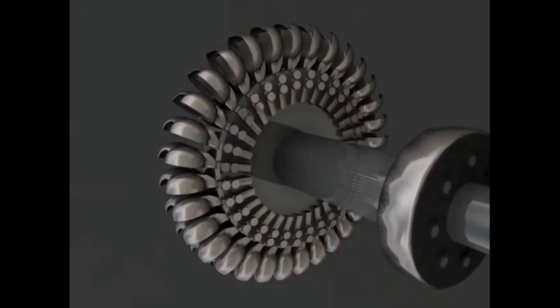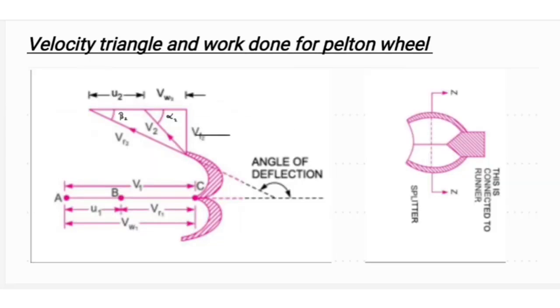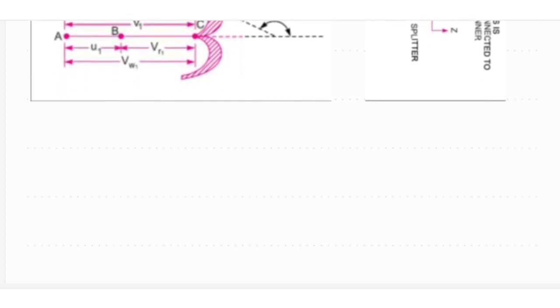Now we will discuss the velocity triangle and work done for the Pelton wheel. So this is the velocity triangle and this is the splitter. I will draw the velocity triangle once again, to show how it will be. Here we will have the two cups.